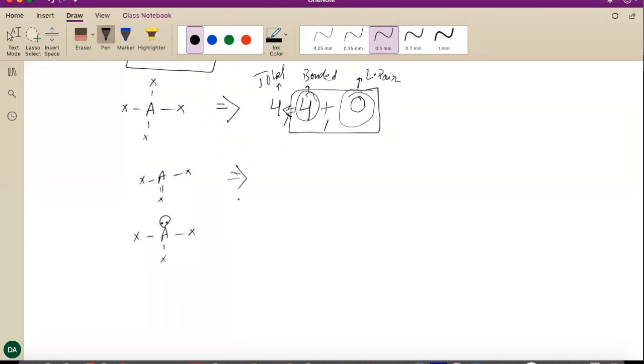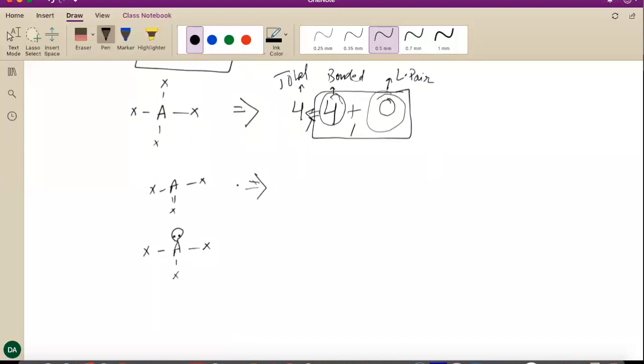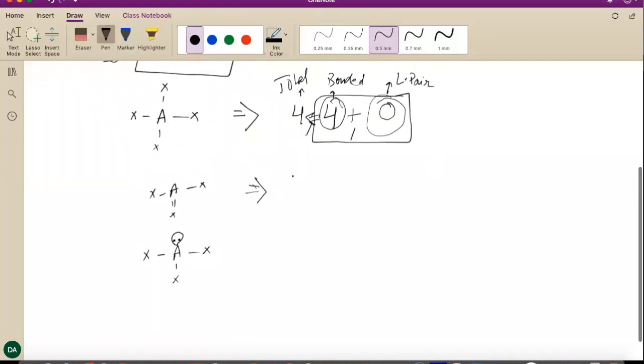Now let's do the next one, guys. For the next one, tell me how should I fill this out? How many neighbors total? 3. Out of which how many are bonded? 3. How many lone pairs? 0. Now let's do the last one. How many neighbors total? 4. How many are bonded? 3. And how many lone pairs? 1. Do we get this, guys? Okay.